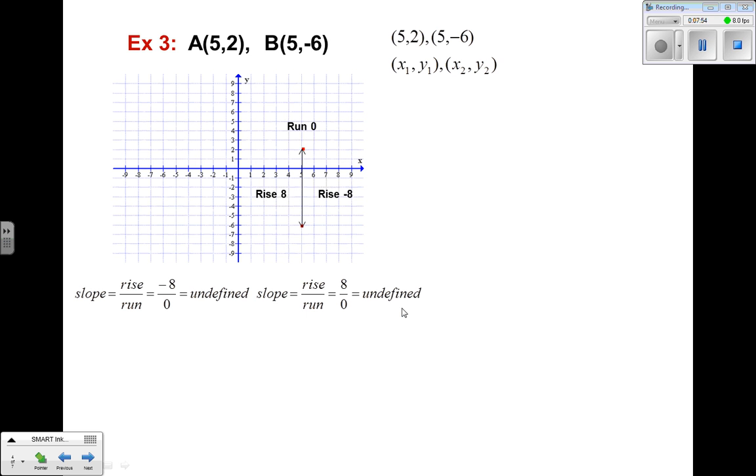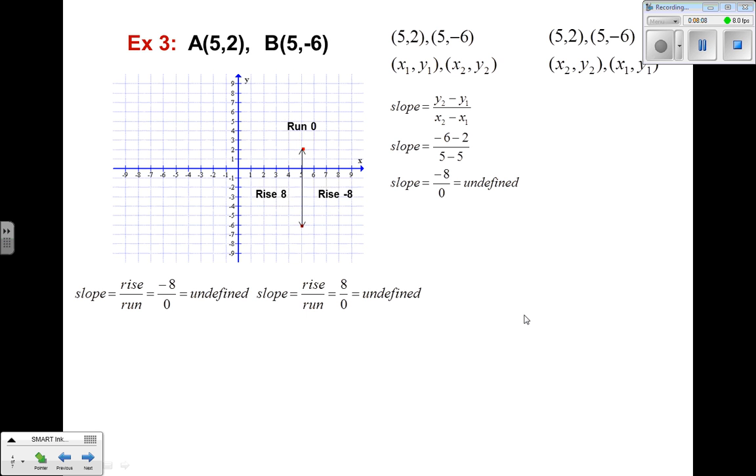And I'm doing the same as for the other examples. I'm labeling the first one x1, y1, the second one x2, y2. I substitute them in and I get -8 over 0, which is undefined. If I did it the other way around, x2, y2 and x1, y1, substitute those in, again I get the same answer. Now I'm showing all of this work, but when you do your homework, you actually only have to do one of them, because both are going to give you the same answer anyways.